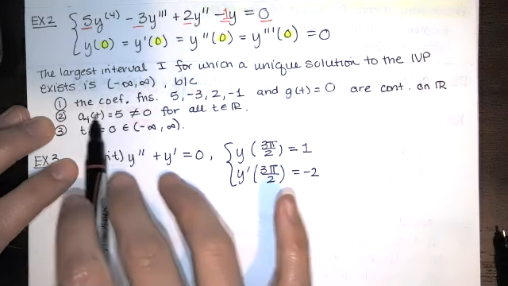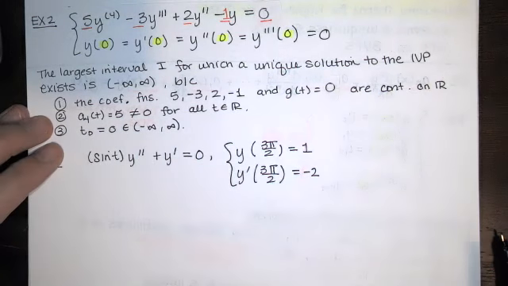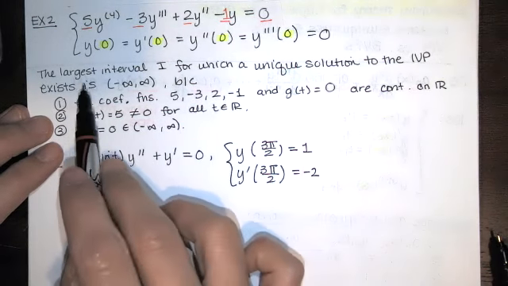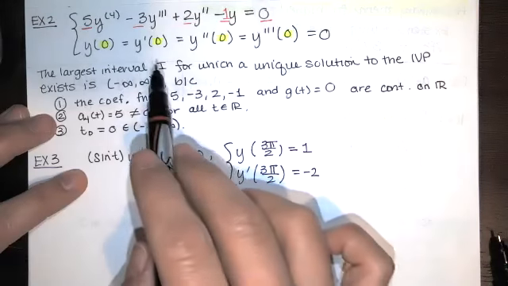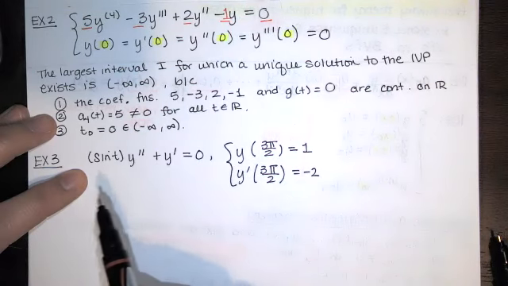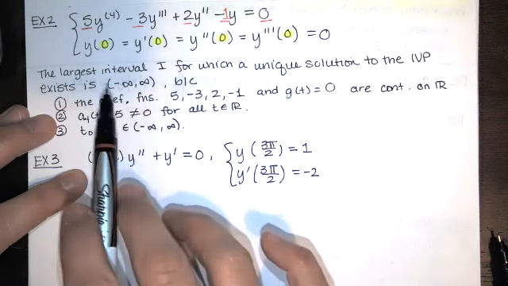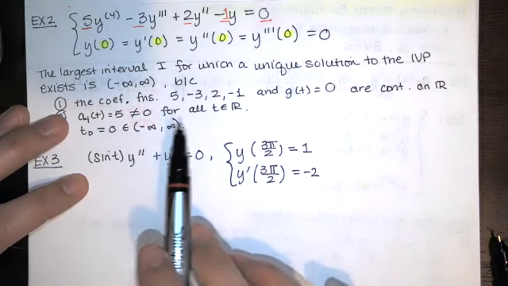These guys are continuous. This leading coefficient is 5, it's never 0, and t naught equals 0 is on the interval of real numbers. So the largest interval I, for which a unique solution to this IVP exists, is negative infinity to infinity.